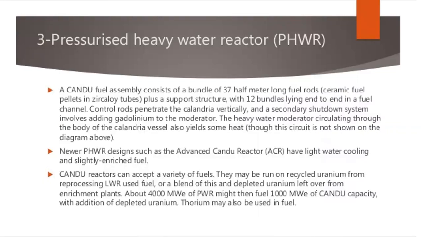The CANDU fuel assemblies consist of a bundle of 37 half-meter-long fuel rods. These are the zircaloy tubes containing the natural uranium. The control rods are connected vertically, along with the secondary shutdown systems.